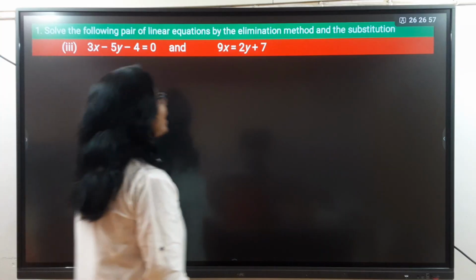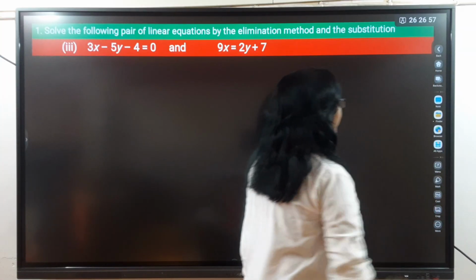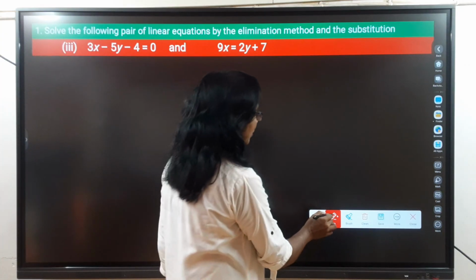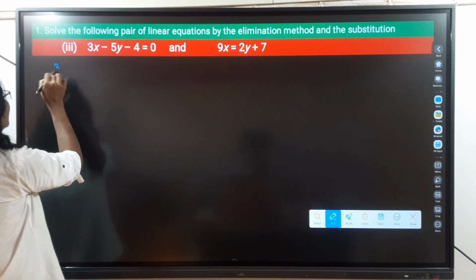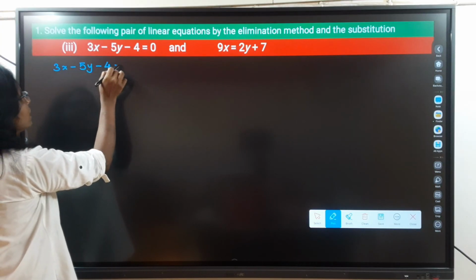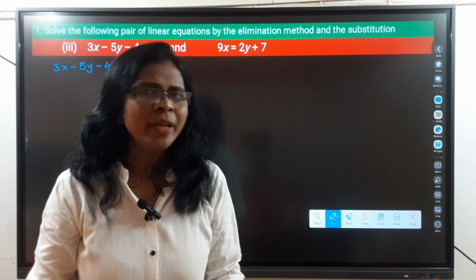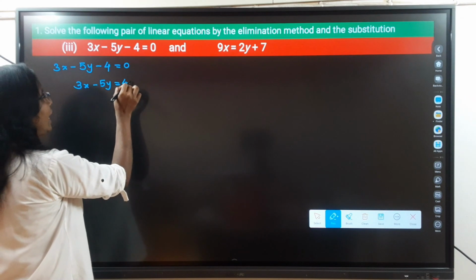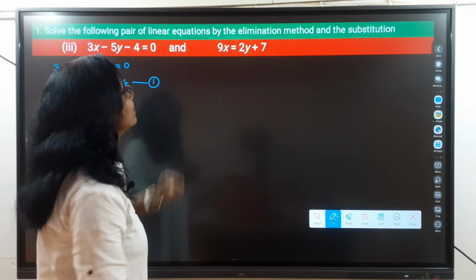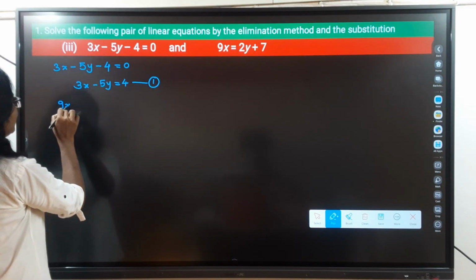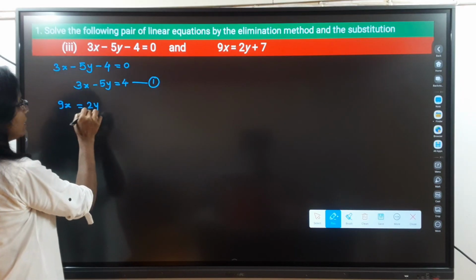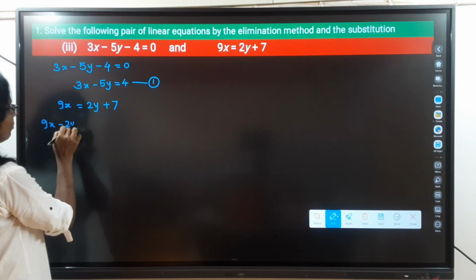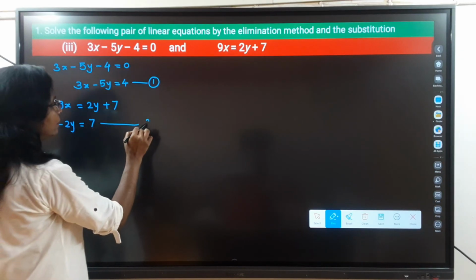So now here students, first I write down this equation 3x minus 5y minus 4 is equal to 0 as it is. But now here I modify this equation by writing it as 3x minus 5y is equal to 4 and call it the first equation. Then I write down the second equation 9x is equal to 2y plus 7 as it is, and then modify it. So it becomes 9x minus 2y is equal to 7, and call it the second equation.